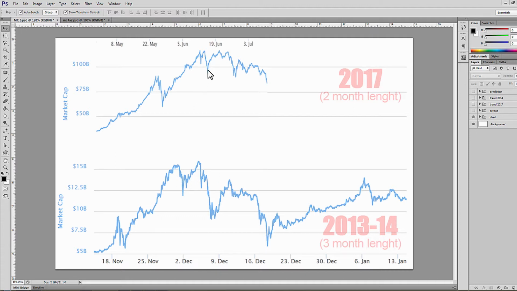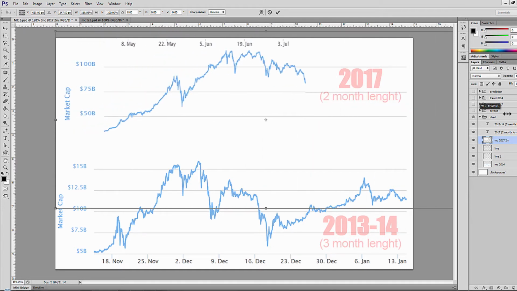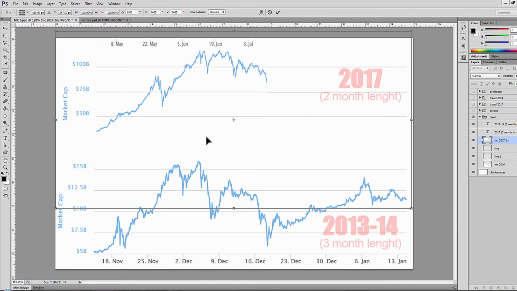So to make the charts look more similar, what I did is I shrank this chart in 2017. I shrank it like this. The original was probably something like this. As you can see, the dates are separated by more or less the same size from one day to the next, so that would be probably the original. And what I did is I shrank it so that the peaks and the lows are more aligned with the peaks and the lows from the chart in 2013.